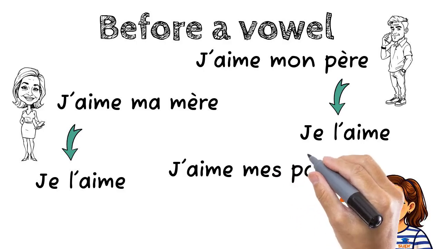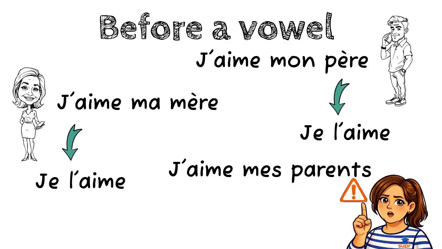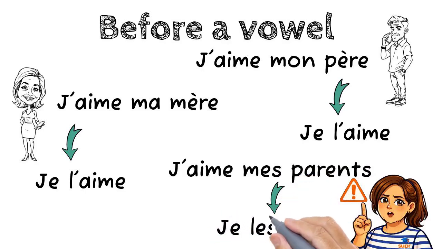If we want to say I love my parents and make that into I love them, j'aime mes parents, this time our direct object pronoun is les, and there's no vowel before a vowel, so we just keep it je les aime, but we pronounce the S, we make a liaison.